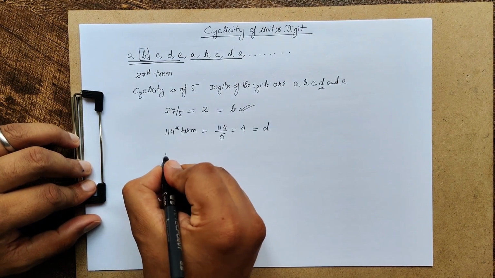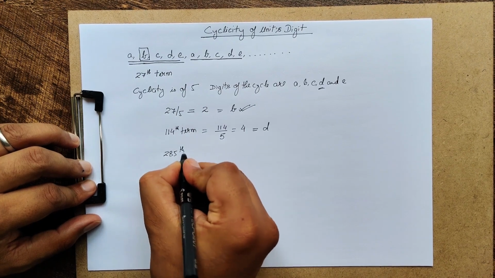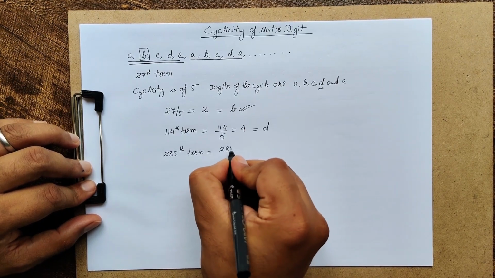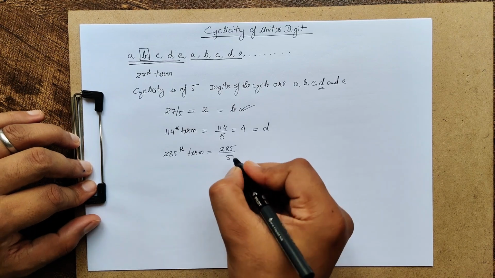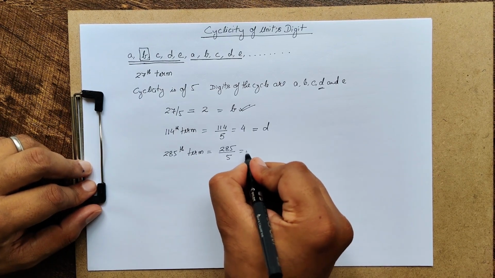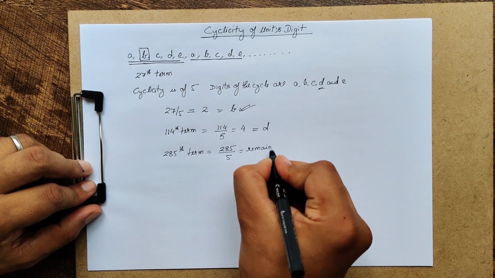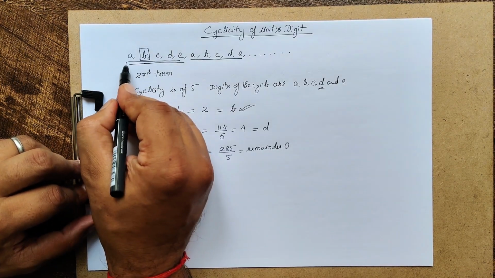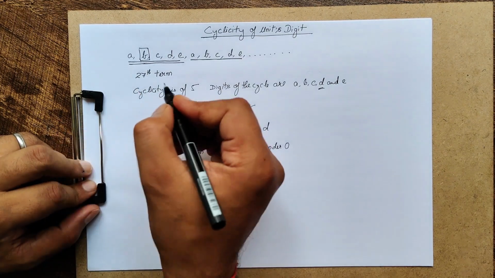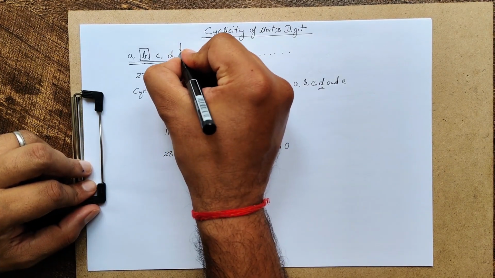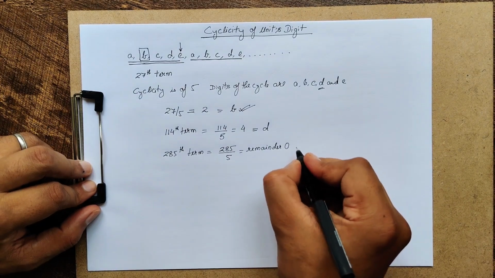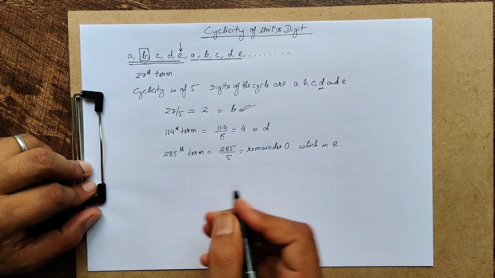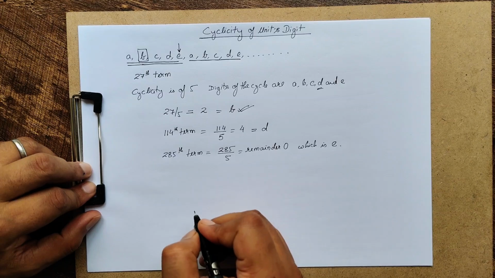Say we have to find the 285th term. Now what we will do, again, 285 divided by 5. Here the remainder we get is 0. Now if the remainder is 0, it is not the first term of the cycle, but the last term of the cycle, which is E, is the answer. So the 285th term is E.